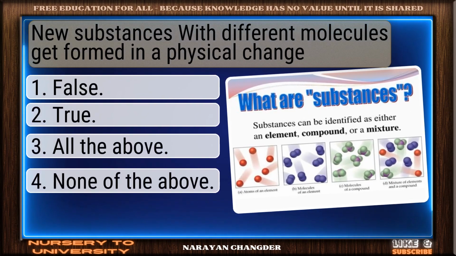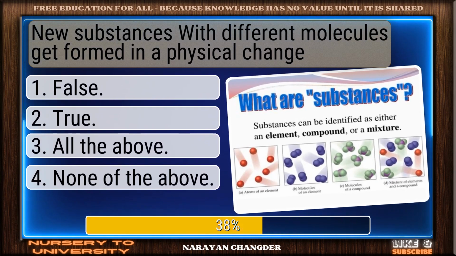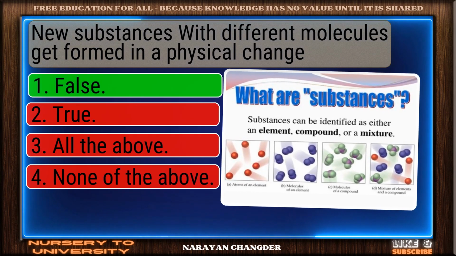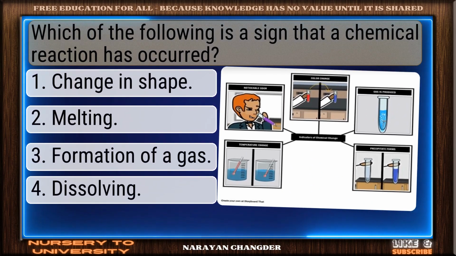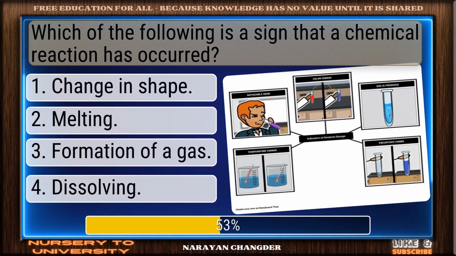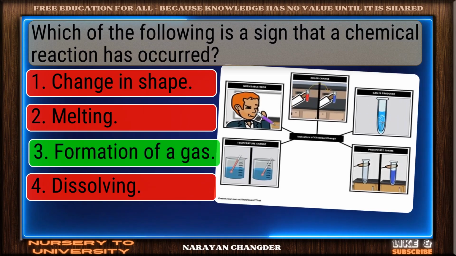New substances with different molecules get formed in a physical change. You chose false, and it is correct. Which of the following is a sign that a chemical reaction has occurred? Right again. Formation of a gas is a valid answer.